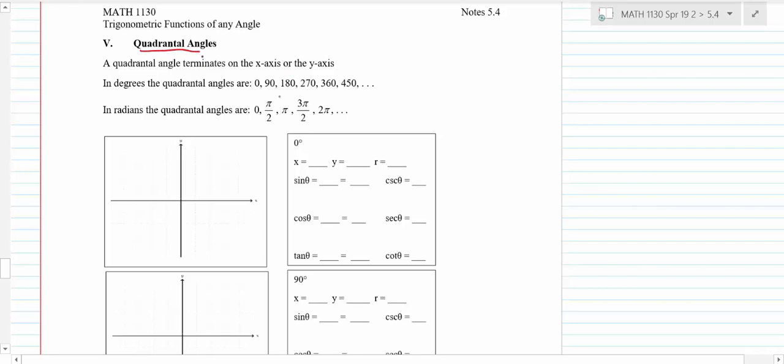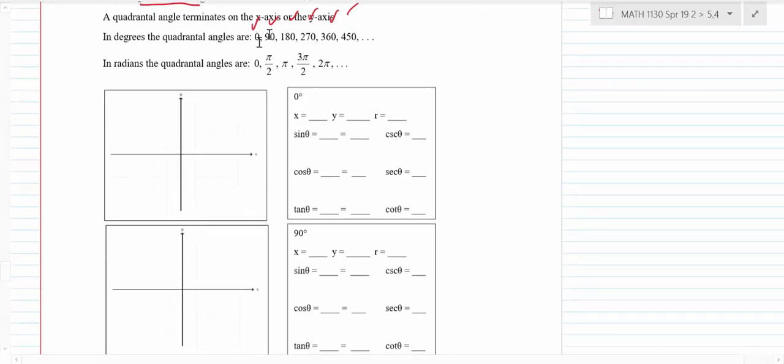So a quadrantal angle is just when you're on an axis. So it's like 0, 90, 180, 270, and so forth. In radians, it goes 0, pi over 2, pi, 3 pi over 2. It goes by pi over 2s. So what we're going to do is just figure out the 6 trig functions at 0, 90, 180, and 270.